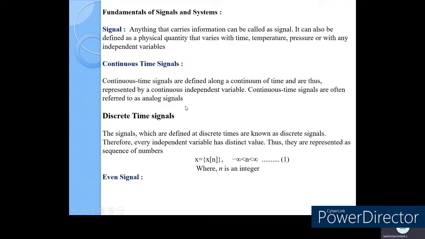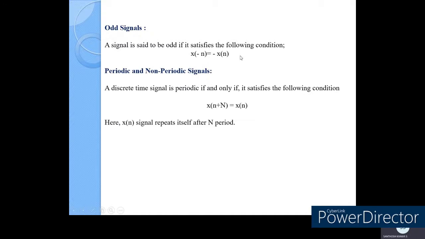Similarly, the second kind of classification is the even signal. An even signal is a signal that is symmetric about the origin, or if it satisfies the condition x of minus n is equal to x of n, we are going to call it an even signal. The other kind of signal is called an odd signal. If it is anti-symmetric about the origin, or if it satisfies the condition x of minus n is equal to minus x of n, it is called an odd signal.